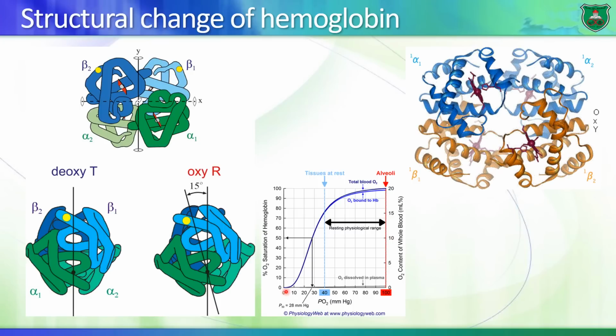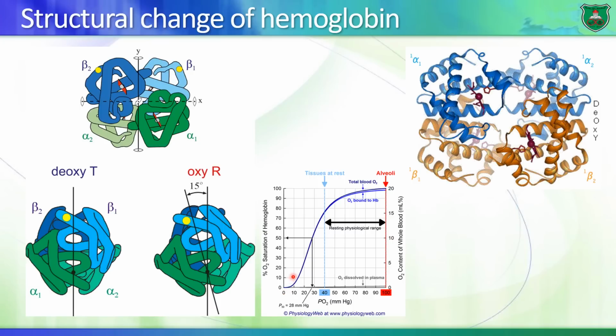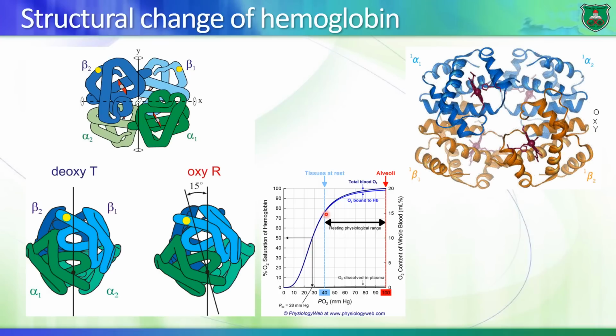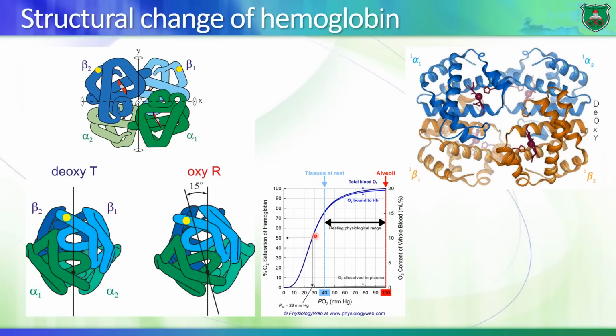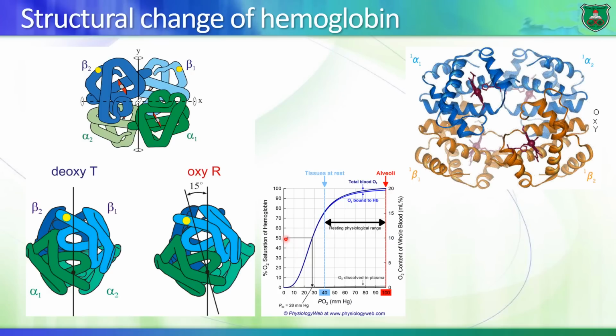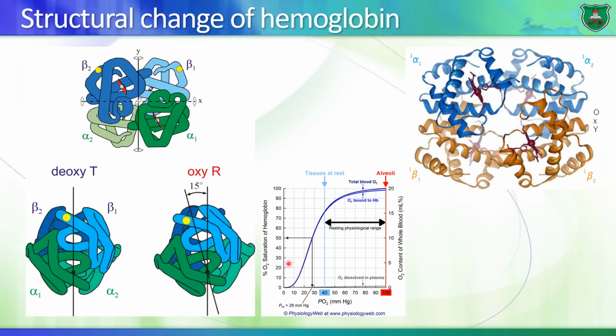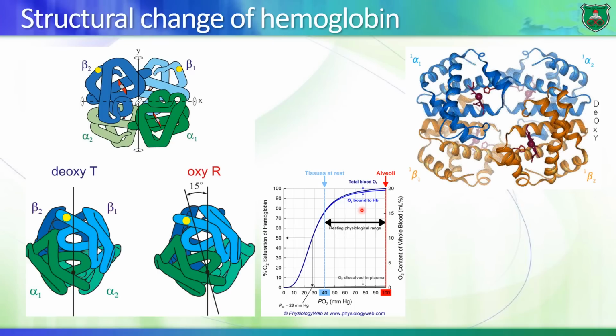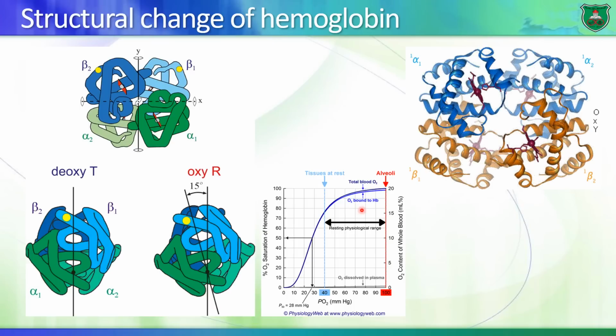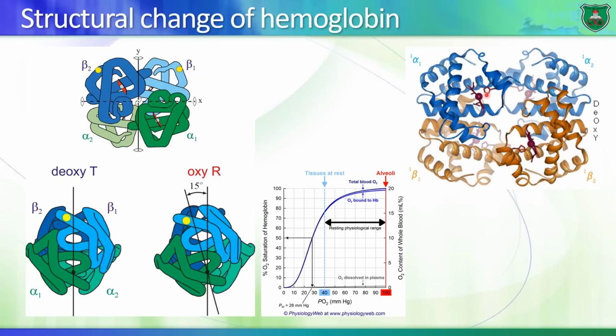So what is the significance of having a sigmoidal curve right here? It means that there are two structures, and these two structures differ in the T form having a low affinity towards oxygen and the R form having a high affinity towards oxygen. So these are the two structures again.